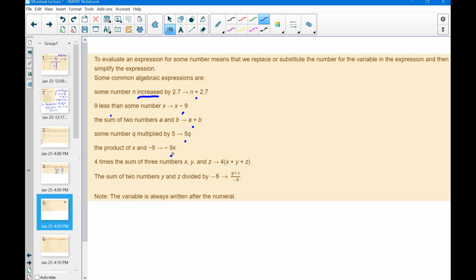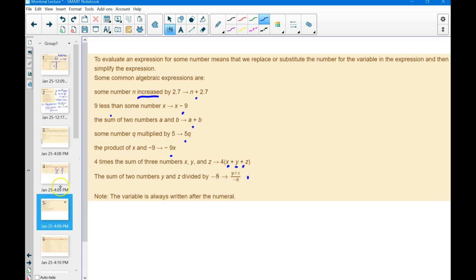And for example, 4 times the sum of 3 different numbers. Well, there's 3 different numbers right here. Add them together times 4. And that's how it works. And the sum of two numbers, x and y and z, divided by negative 8. You can see x and y divided by negative 8 right there.